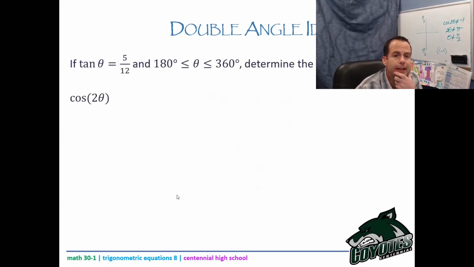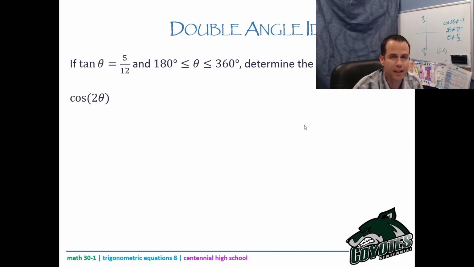If tan of theta is 5 over 12, and theta is somewhere between 180 and 360, determine the exact value of, and the first one is cos of 2 theta. Okay, so a couple of things I need you to see here. If I'm between 180 and 360, I have to be in quadrant 3 or 4. Tan is positive, which means I have to be in quadrant 3, because if you think about the CAST rule, tan is only positive in quadrant 3 when comparing quadrant 3 and 4 together.